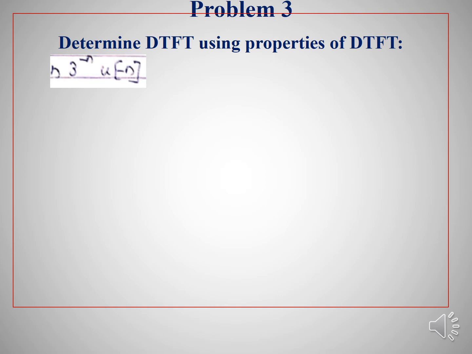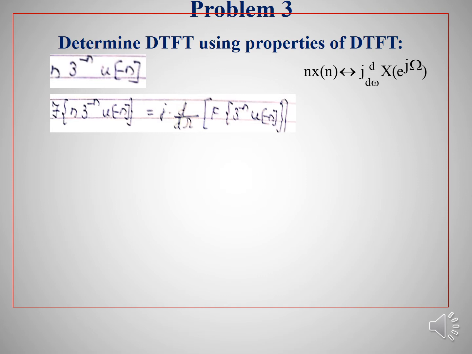It is n into 3^(-n) into u[-n]. The solution is n into x[n] would be j into d/dω X(e^(jω)). Hence, writing it in terms of Fourier transform, the Fourier transform of n into 3^(-n) u[-n] would be equal to j into d/dω of the Fourier transform of 3^(-n) into u[-n]. So, let us first try to find out the Fourier transform of 3^n u[n] and then differentiate it with respect to ω, multiplied by j, after substituting ω equal to minus ω for the reversal.